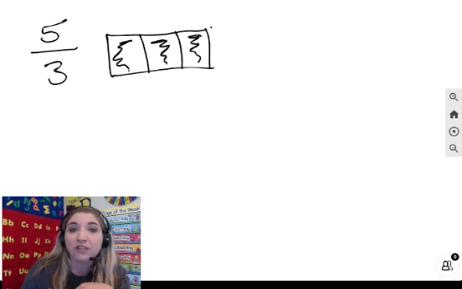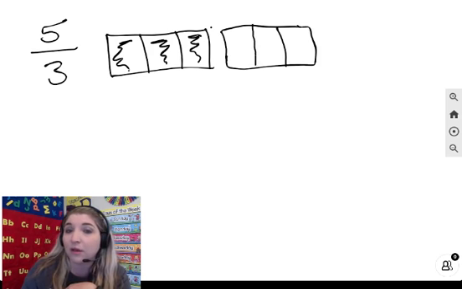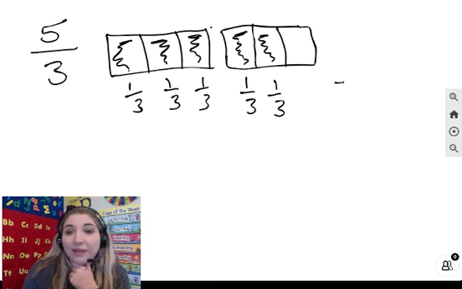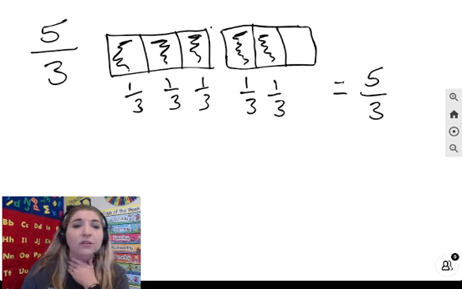But I need 5 shaded, so I have got to create a second rectangle. And I have to cut it again into thirds because my denominator tells me how many pieces are in my whole. So we have 3 here, and then we need to shade in 2 more here. So looking at this, I have 3 plus 2. So 1/3, and then 1/3, 1/3, 1/3, and 1/3. And that gives me a total of 5/3. So there is my improper fraction using the fraction bars.